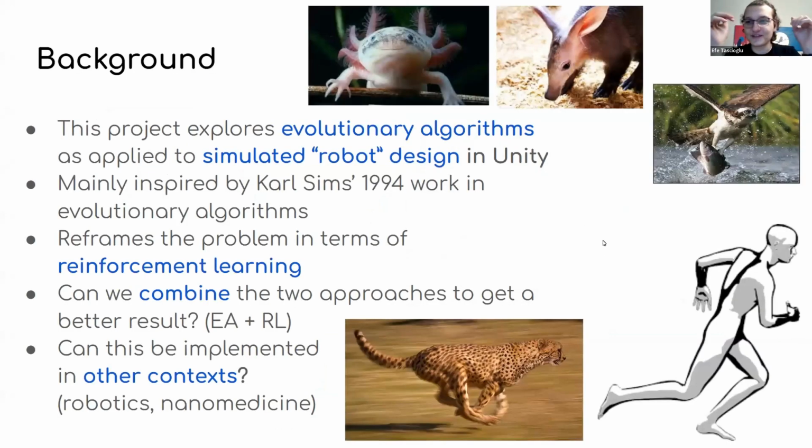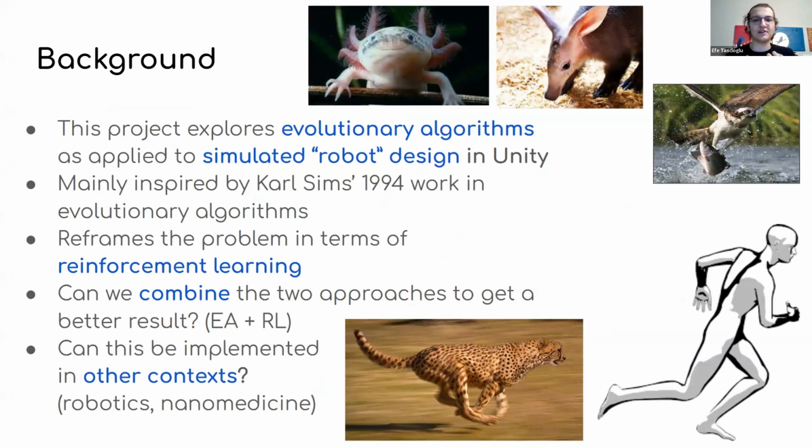So from the dawn of civilization, humanity has been looking for more and more efficient ways of locomotion, of moving stuff from point A to point B. And nature has been at this for way longer than us. And it seems to be very good at generating these very interesting, unique creatures that perform these different functions.